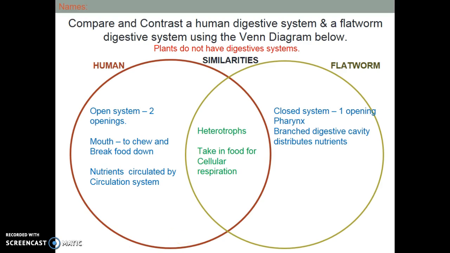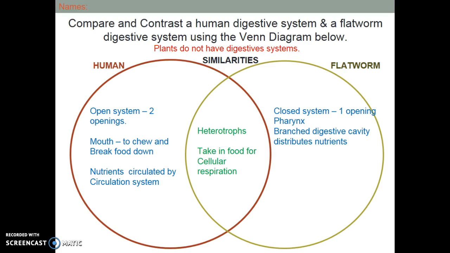Humans have an open digestive system, two openings. Food goes in the mouth and then out the anus. The mouth is there to chew and break down food. And then nutrients are circulated by the circulatory system, so through our blood.